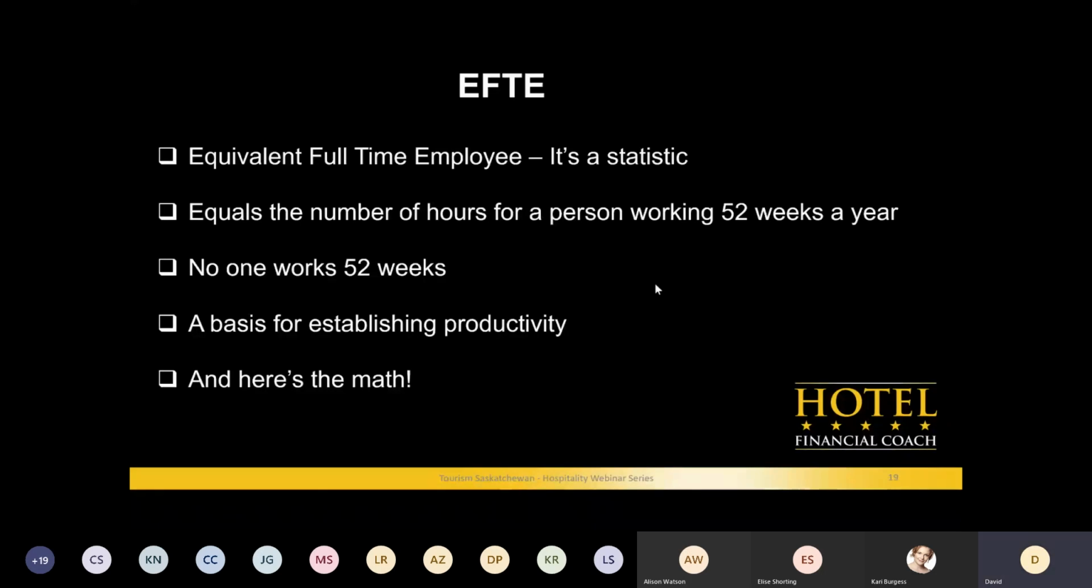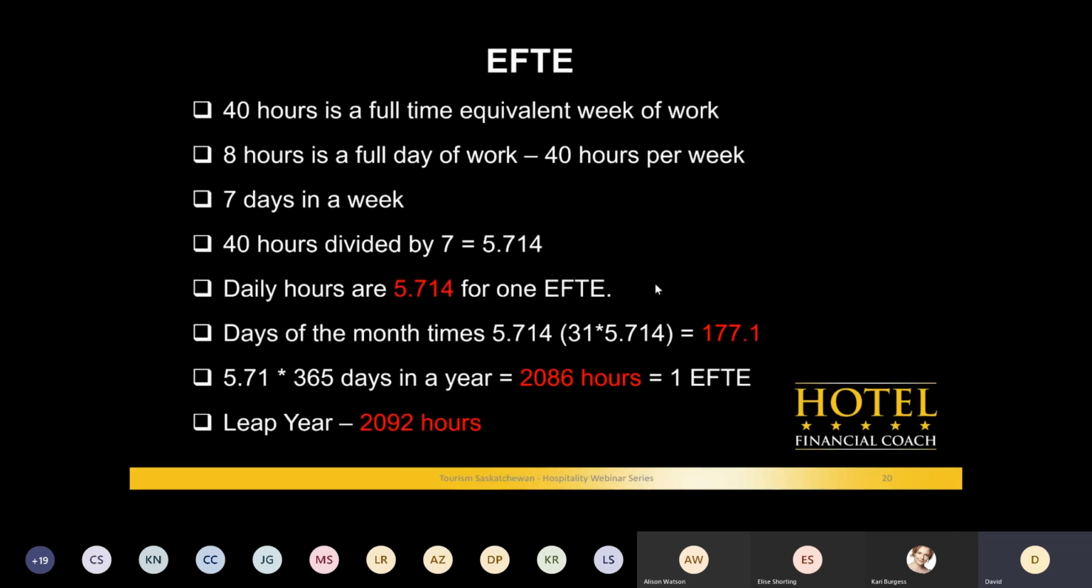So the measurement is based on the idea that a person works 40 hours a week for 52 weeks a year. But we all know that no one works 52 weeks. We all have vacation, we all have time off. But this is what we use as the basis for establishing productivity. And here's how the math works. 40 hours is a full-time equivalent week of work.